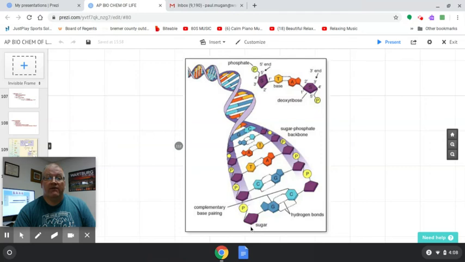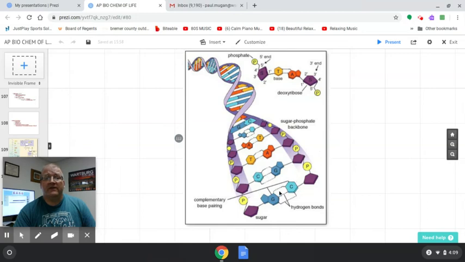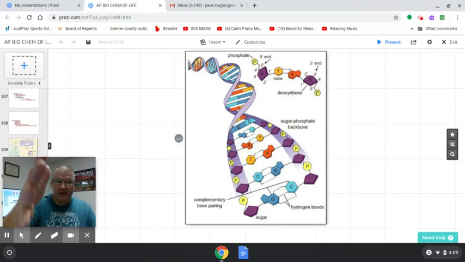So this is running from 3' to 5'. This thing is running from 5' to 3'. All of the bases are connected by hydrogen bonds. The cytosine and guanine are connected by 3 separate hydrogen bonds, and the adenine and thymine are connected by only 2. But notice that's what connects the entire molecule down the middle.